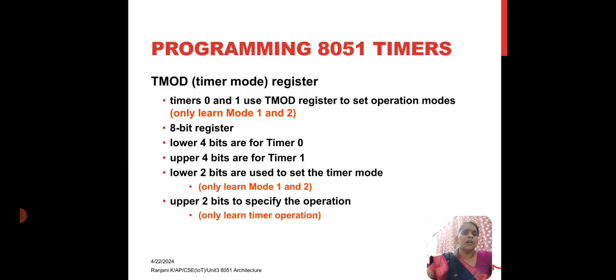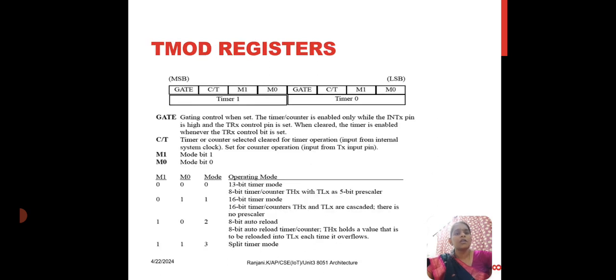And we have the TMOD register, where timer 0 and timer 1 use this TMOD register to set operating modes, and it is an 8-bit register. Lower 4 bits are for timer 0 and upper 4 bits for timer 1, and the lower 2 bits are used to set the timer mode, and the upper 2 bits are used to specify the operation. So this is the TMOD register. For example, here GATE represents the gate control when it is set, and C/T is timer or counter select, cleared for timer operation, where M1 is your mode bit 1 and M0 is your mode bit 0. This is the TMOD register.